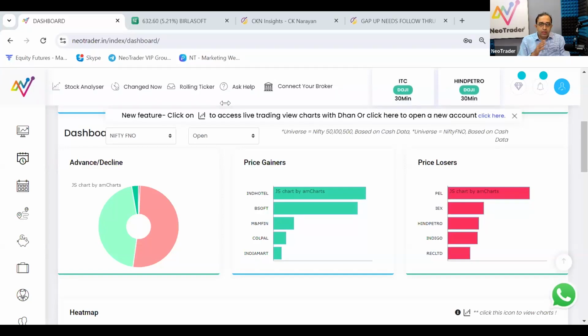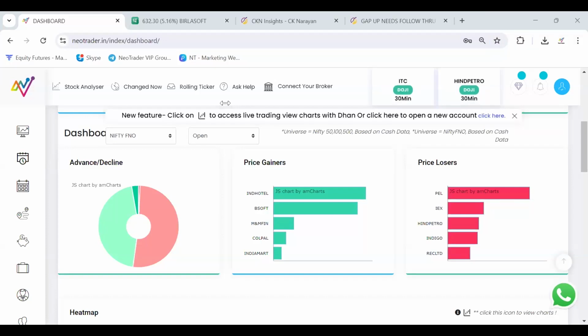Now, for a stock to move, what is the most important element? Yeah, which is the most important element for a stock to move? Very good answer. Very good. Strength has to be there.